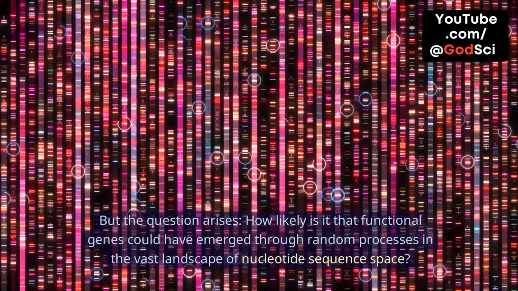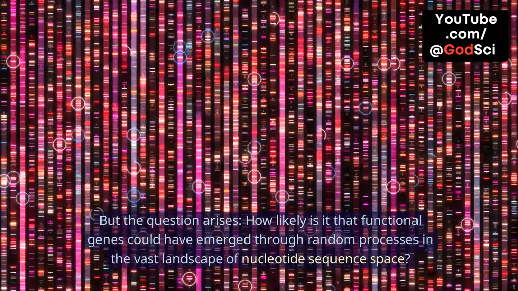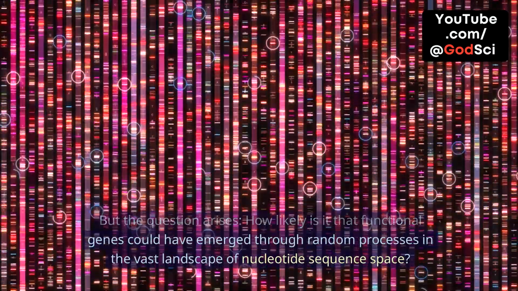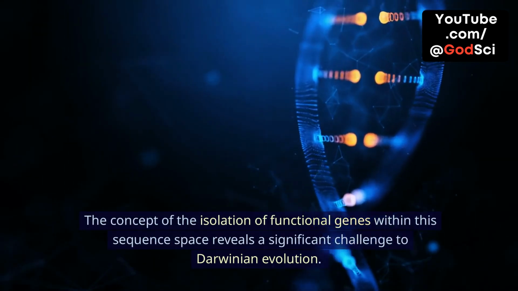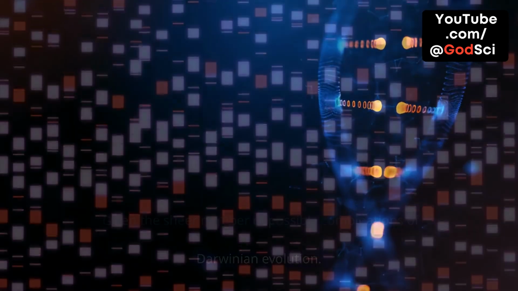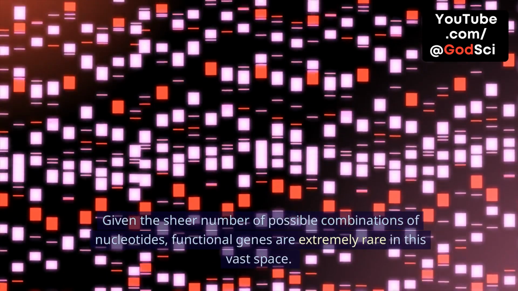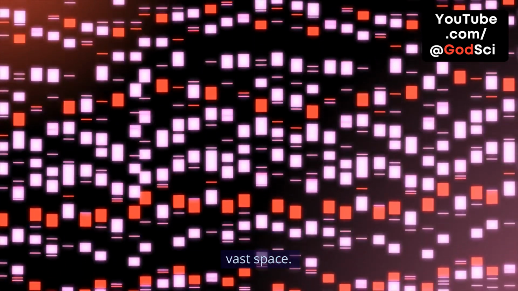But the question arises: how likely is it that functional genes could have emerged through random processes in the vast landscape of nucleotide sequence space? The concept of the isolation of functional genes within this sequence space reveals a significant challenge to Darwinian evolution. Given the sheer number of possible combinations of nucleotides, functional genes are extremely rare in this vast space.